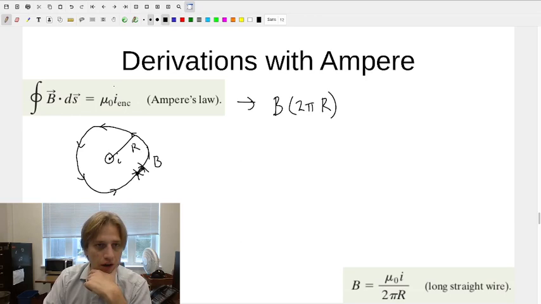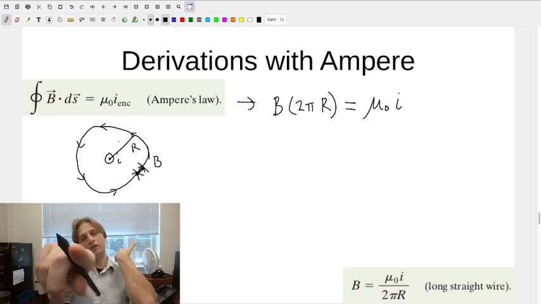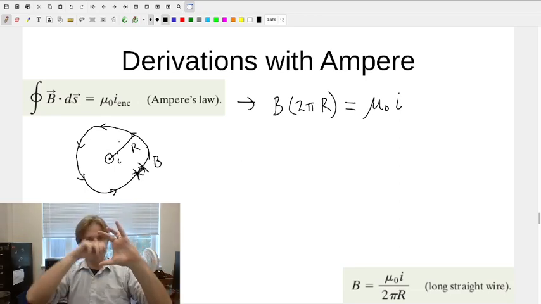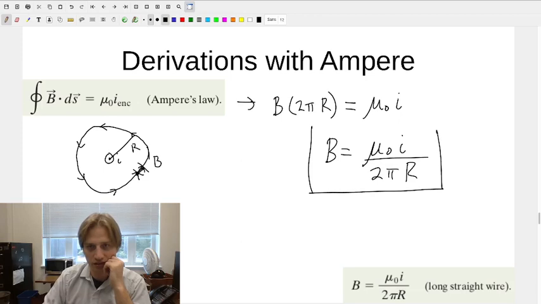Then on the other side of this rule, I would get mu naught times I enclosed, which in this case would just be that current. Remember, this is an infinitely long line of current, and we're just taking a line integral around one little section of it. And boom, I'm done. Mu naught I over 2 pi r. That's what we got from our Biot-Savart law after much sweat and tears.